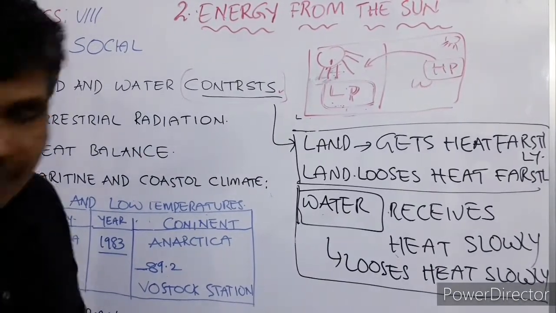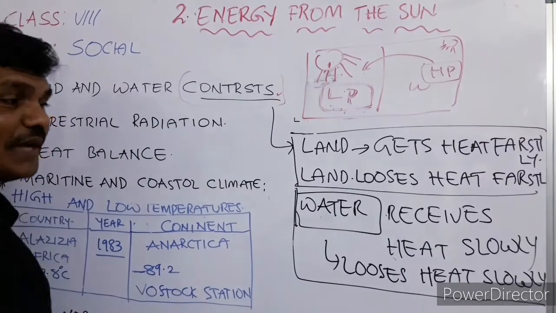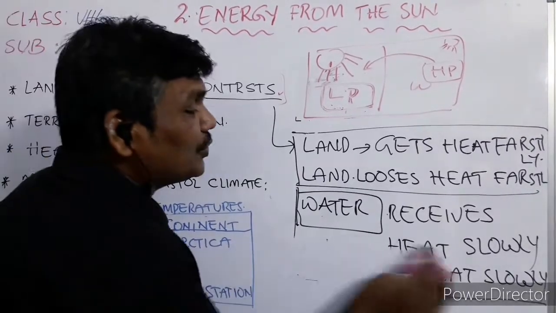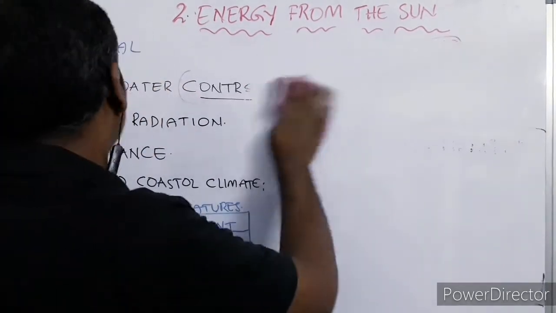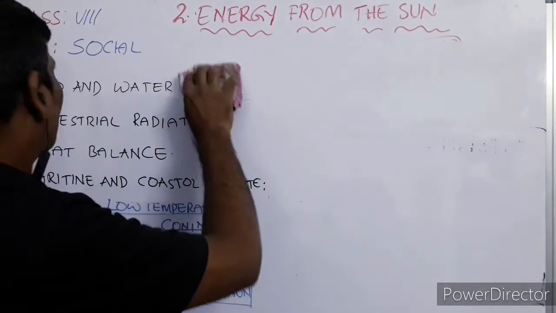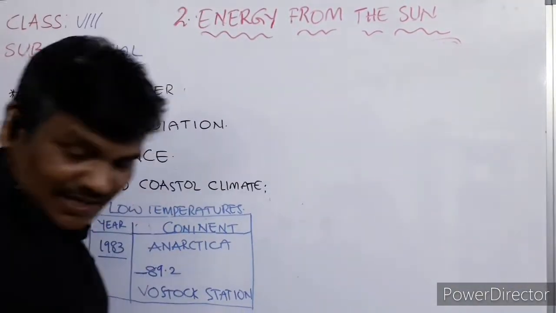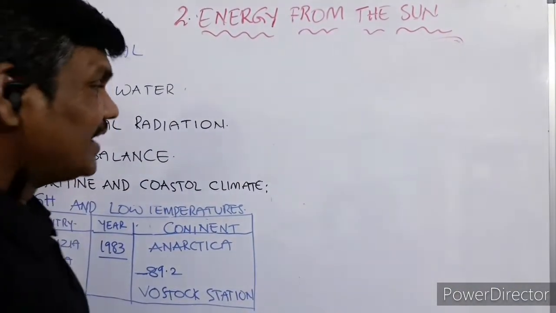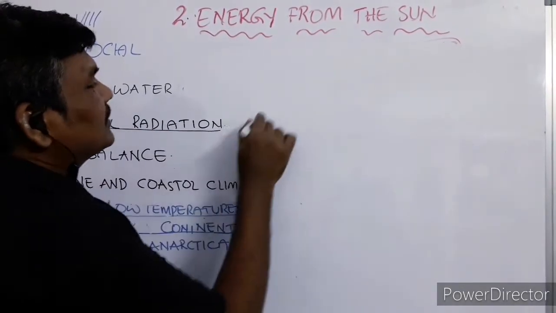Now the next one is terrestrial radiation. Today you learn so many new things in this lesson. What do you mean by terrestrial? Terrestrial is nothing but terrain, and terrain is nothing but land. So, terrestrial radiation.